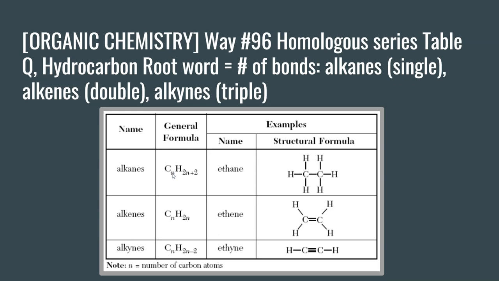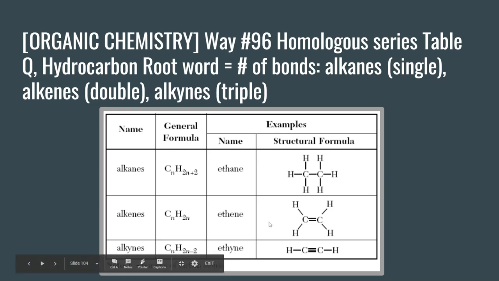So, for example, if n equals 2, this will tell you how many hydrogens it should contain if all the carbon bonds are single. So notice if n is 2, then H is going to be 2 times 2 plus 2, which is 6. And notice this has 6 hydrogens.